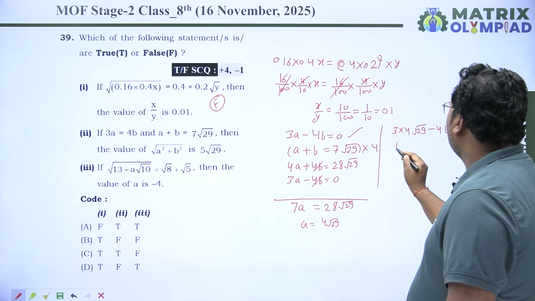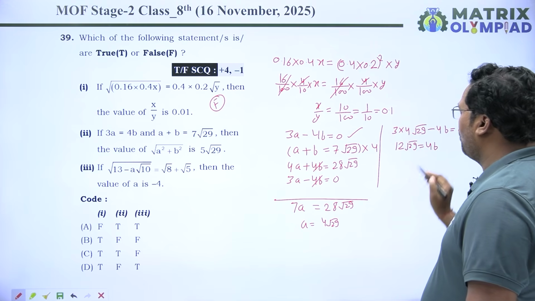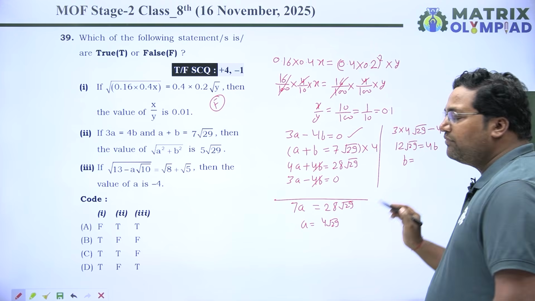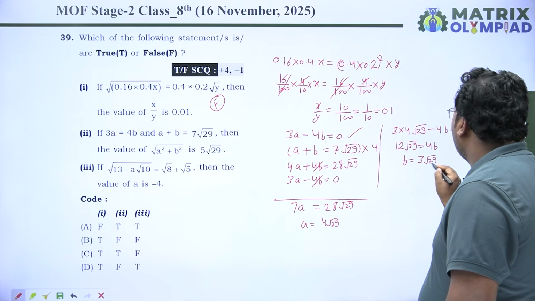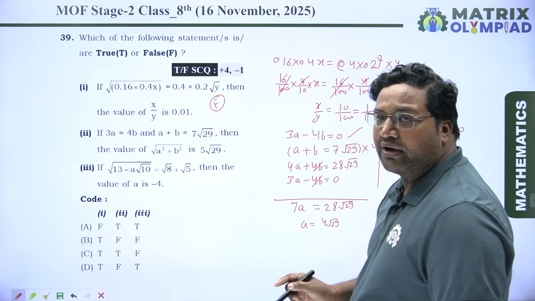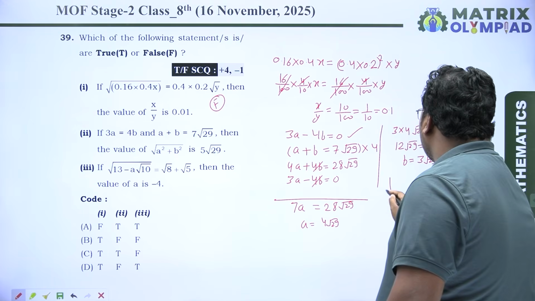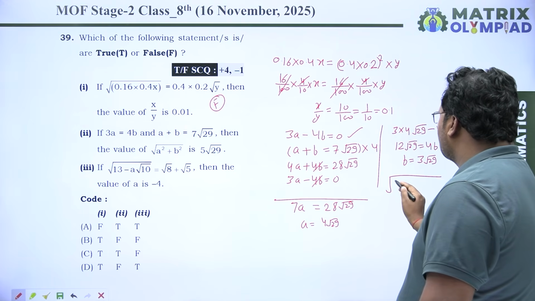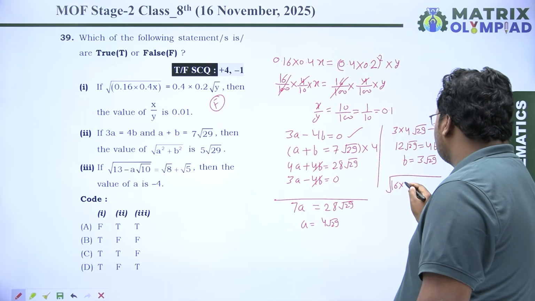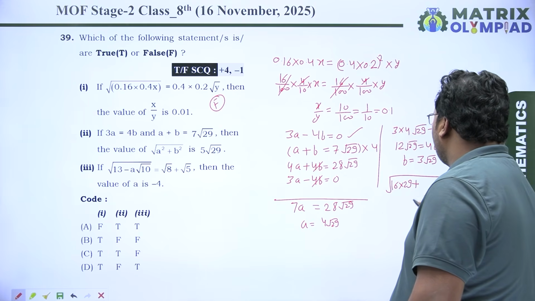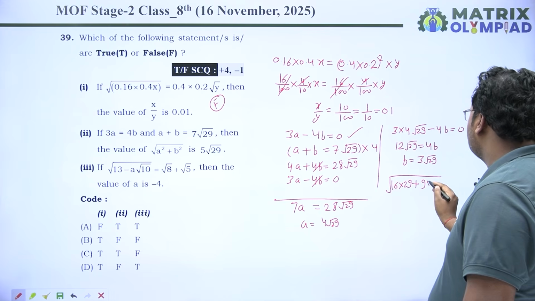From here 4 times 3 is 12, so it is 12 under root 29 equal to 4b. From here we will get the value of b is 3 under root 29. Now I have to calculate the value of under root of a square plus b square. So a square, 4 square is 16, and under root 29 square is 29. So 16 into 29 plus 3 square is 9 and root 29 square is 29.